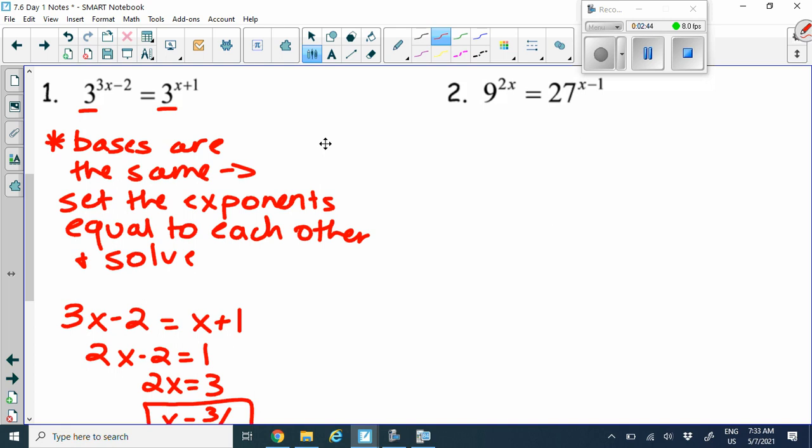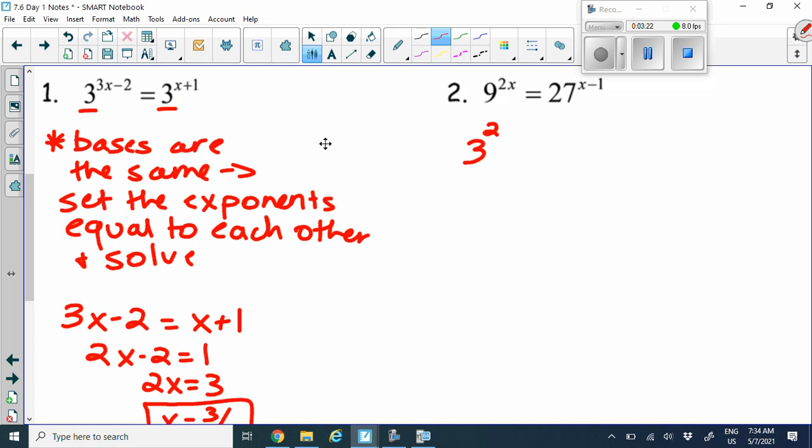We have 9 to the 2x equals 27 to the x minus 1 power. Now here, we can see that the bases are not exactly the same. But maybe there is a number that 9 and 27 have in common exponentially. What is maybe a number that we can change this into? Well, what about 3? If I do 3 to a power that gives me 9, that's going to be 3 squared. So all I'm doing is rewriting the 9 as 3 squared. It's just writing something different, but it's equivalent, right?